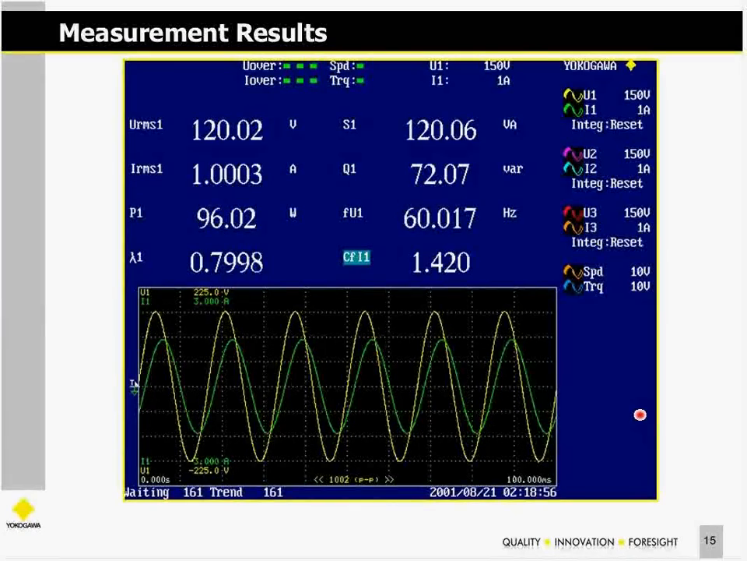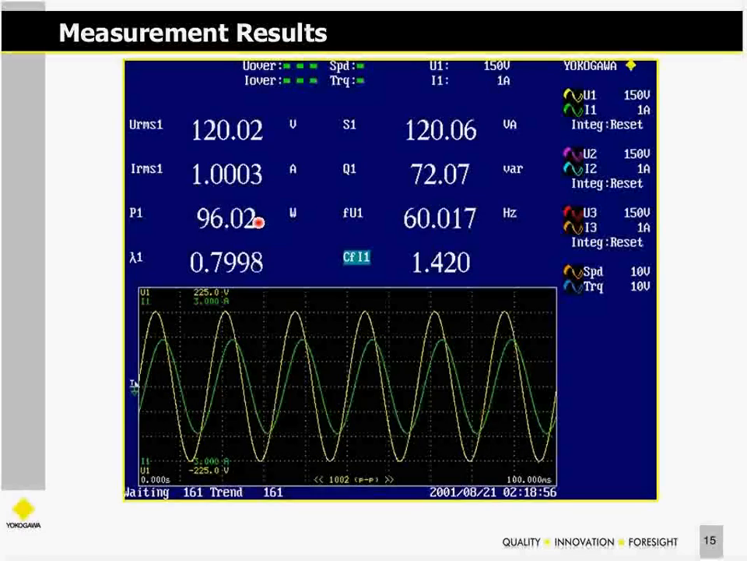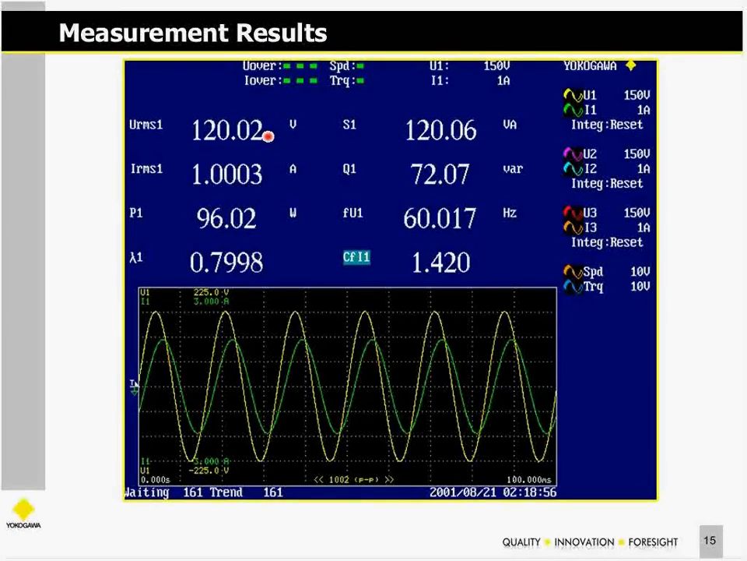If we look at one of our displays from the power analyzer, as this example, our voltage was 120 volts. We had about 1 amp load. I'm reading 96 watts. The volt amps, okay, just voltage times current, just a little over 120 VA, 120.06, and that's the multiplier of 120 times 1.003. And then if we take 120.06 times the power factor, in this case, 0.7998, we'll come up with the power of 96 watts. We've shown as a reference the VAR and the frequency on our 60 hertz line frequency.